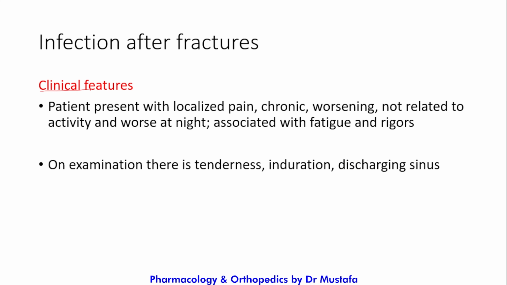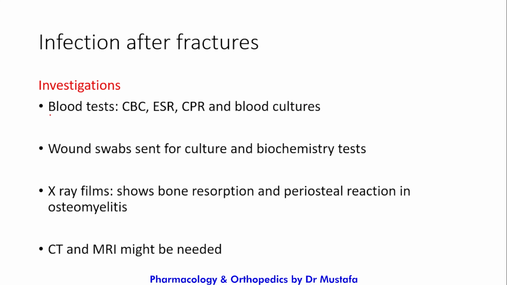In the clinical features, the patient presents with localized pain that is chronic, worsening, and not related to activity, and it is worse at night, and it is associated with fatigue and rigors. On examination, there is tenderness, induration, and maybe a discharging sinus. You send the patient for blood tests like CBC, ESR, CRP, and blood cultures, and you take swabs from the wound, and that's sent for culture and biochemistry.